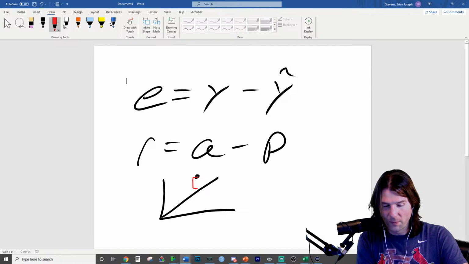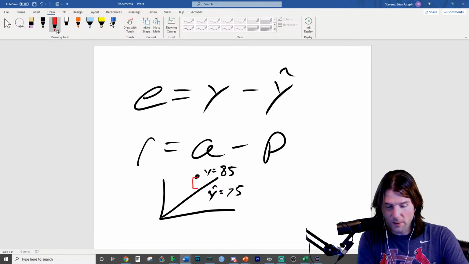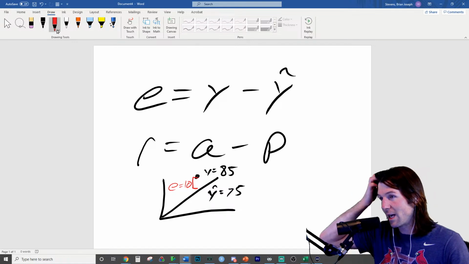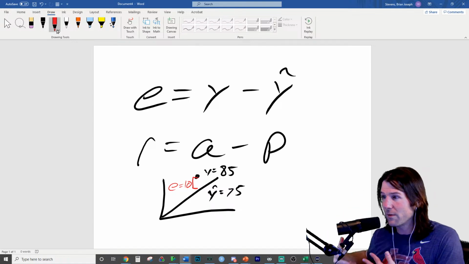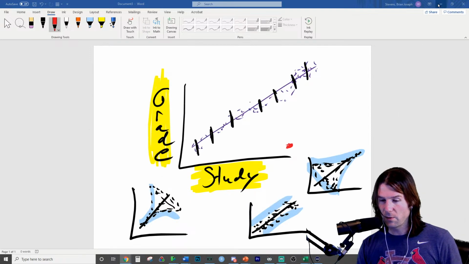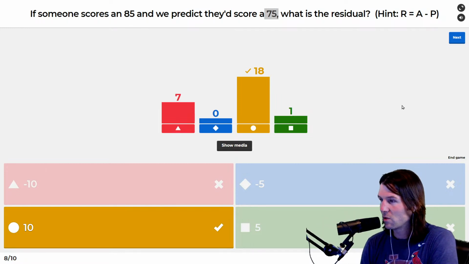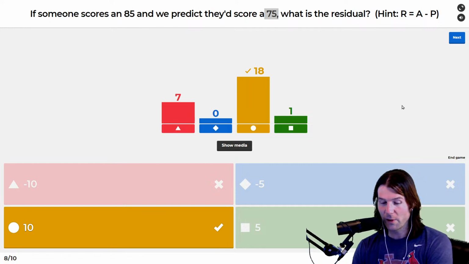So their residual: they were predicted to make a 75, which means Y hat is 75. Their Y is 85. They actually made an 85. So we can see right here their residual, which is E, is going to be 10. So they scored 10 points higher than expected. Don't think of these as mathematical formulas. Think of them as concepts, like, this person's residual is 10, meaning they scored 10 points higher than expected. So, hey, as long as we know that.